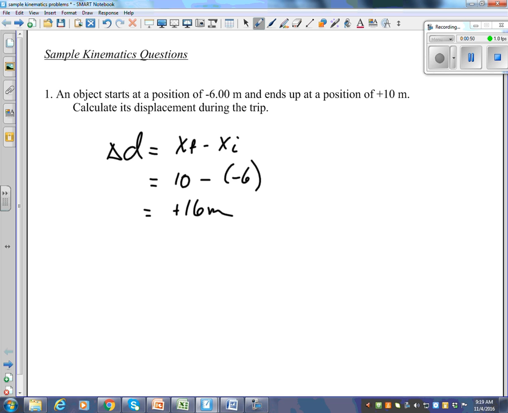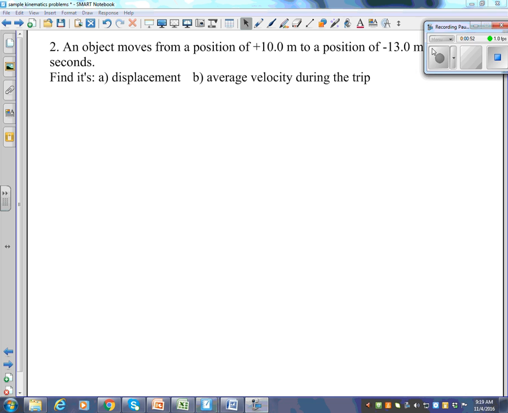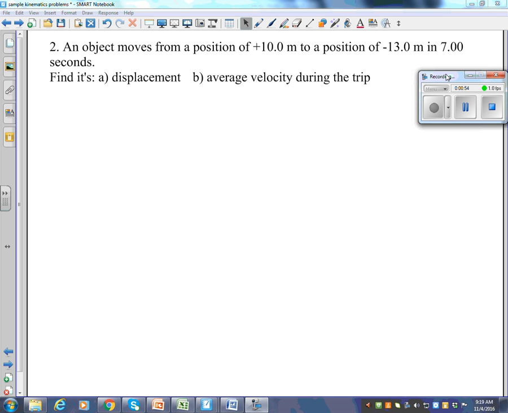Remember when we went through all the good things? This time, we're going to the next step. An object moves from a position of +10 to a position of -13 in 7 seconds. So now we're going to find the displacement and the average velocity. So displacement again, delta D, final minus initial.